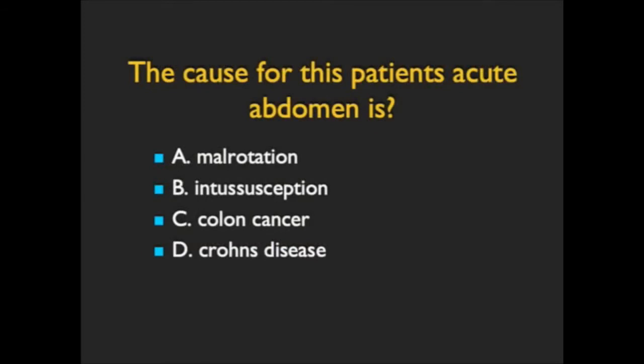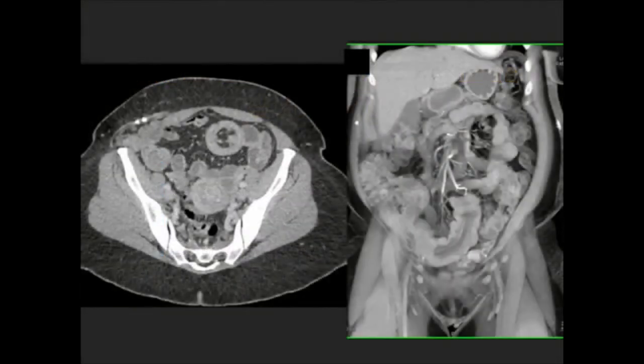This patient has abdominal pain, acute abdomen. What's going on? You look at the axial imaging, it's the classic mass effect appearance of an intussusception. And you can see it very nicely on the volume rendered views as well. You can see the stretching of branches off the SMA, that telescoping of the intussusception.